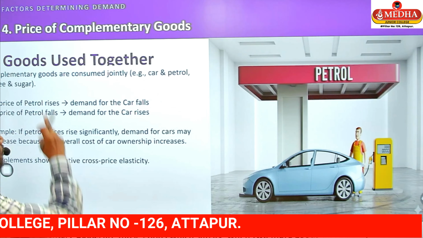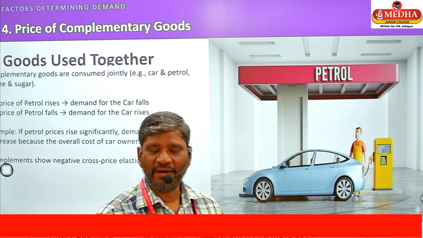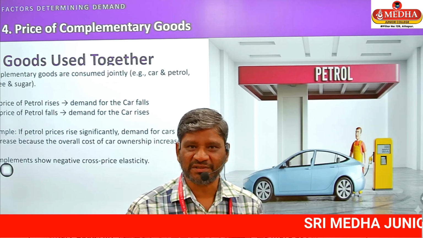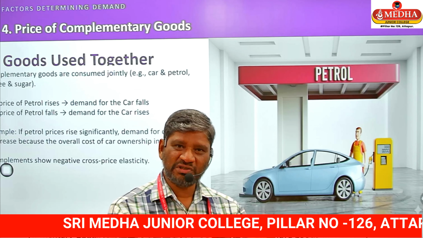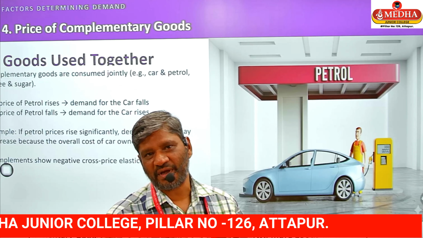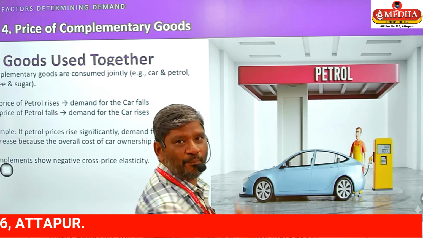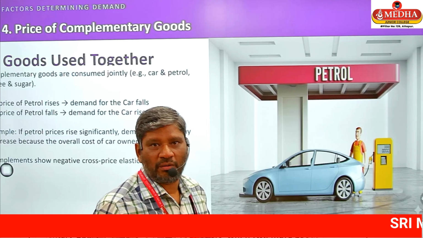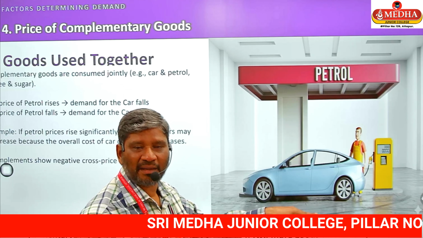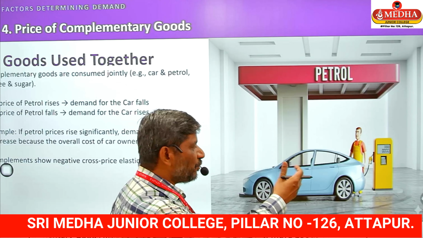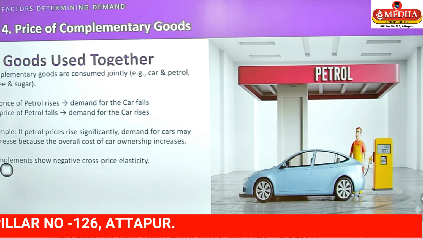In the same way, price of complementary goods. Complementary goods are those goods which, when we want to get satisfaction, we have to use jointly. When two goods are used jointly, then only can we satisfy our want. Those are called complementary goods. Such as here you can see petrol. We need petrol because we want to go with the car. Petrol and car, when both are combined, then only can we use these goods. Okay, and here the goods are used together.